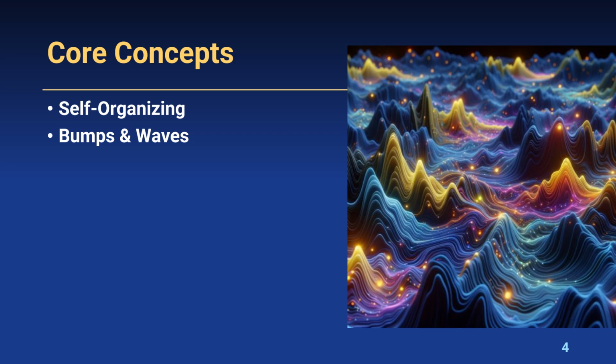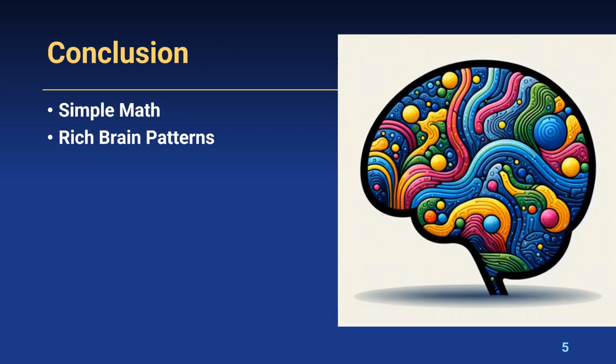For example, it provides a framework for understanding how the brain can hold a memory in place, how attention can focus on a specific region, or how abnormal waves might propagate in neurological disorders. So, let's return to our question. How can simple mathematical rules lead to the self-organization of complex patterns in neural fields?